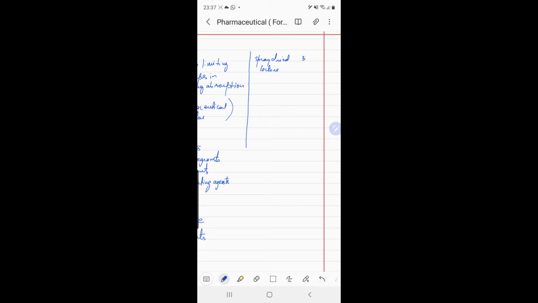So spray dried lactose, because it has the aldehyde group, may react with the amine category of drugs, like isoniazid, etc. So there may be a Maillard reaction, which is a kind of chemical reaction, and there will be discoloration of the product also.